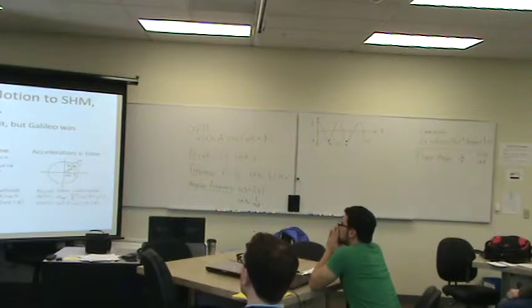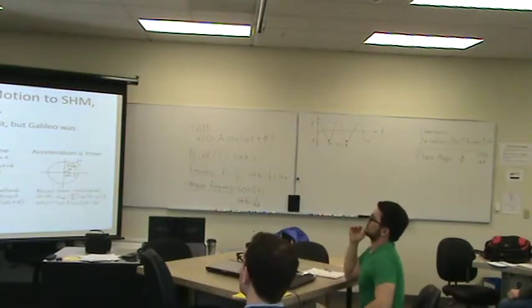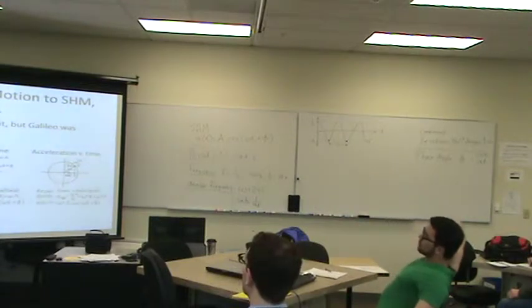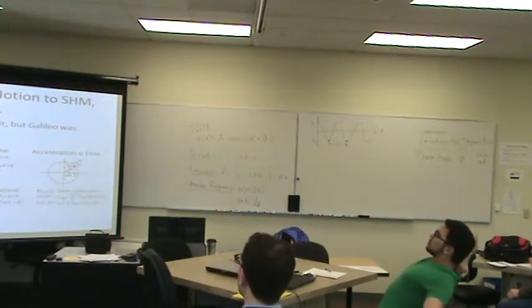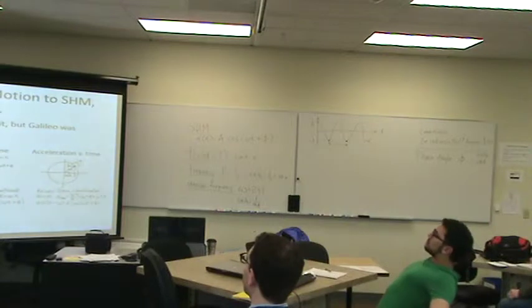Even if you don't have a real circular system, you can see a relationship between x of t and A and your phase angle as this triangle that exists.